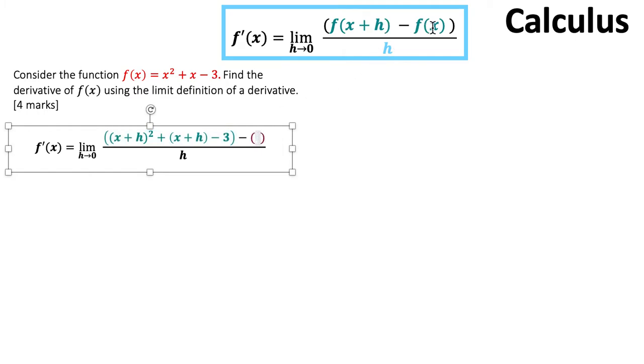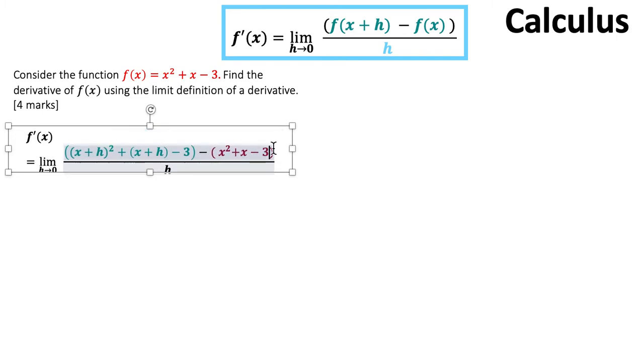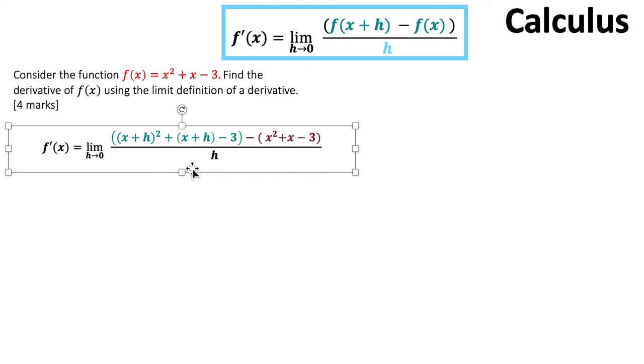Now we're going to move on to the f of x. This one's very easy. It's all about just rewriting the same equation. So x squared plus x and then minus 3. This is our f of x function here. And then we have our h that stays in the bottom. So this is the limit definition of derivative, but using our function.